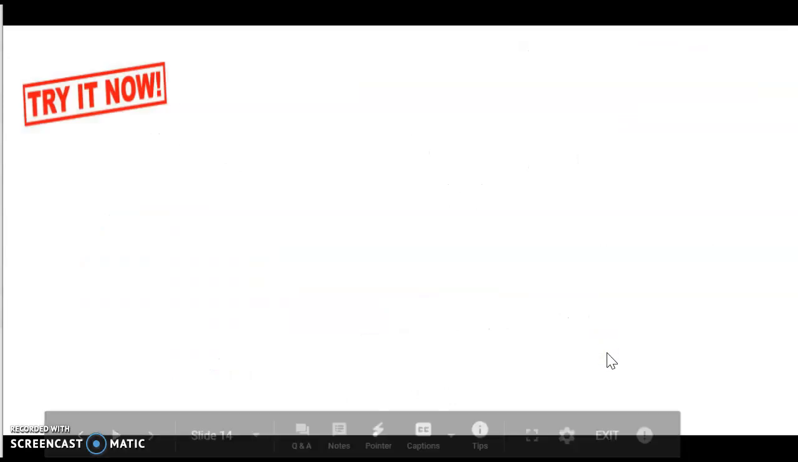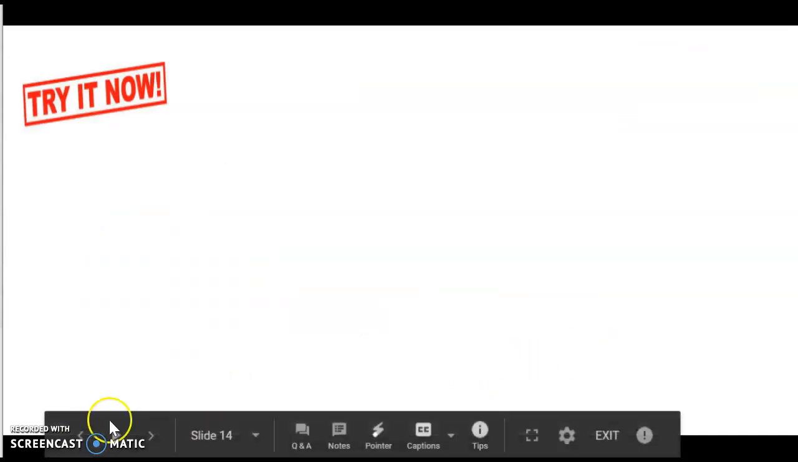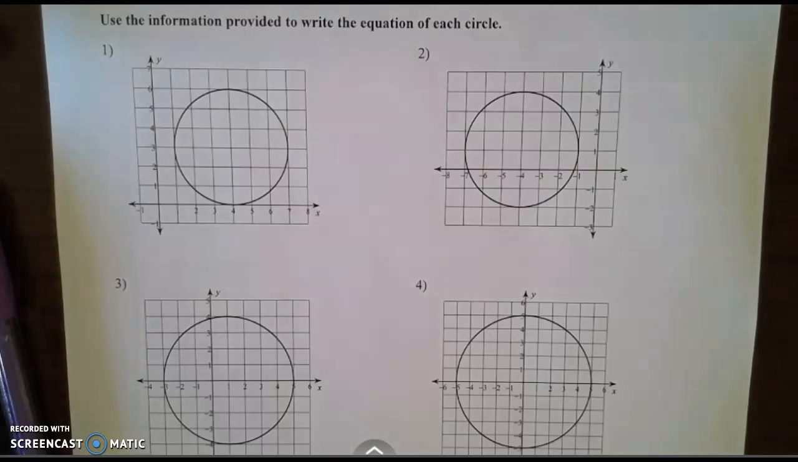Okay, this time it's your turn to try, and I'm going to project the practice problem for you here. So here we go. You have 4 problems. You are given these graphs, and you are to write the equation of the circle for each of the graphs. So please pause the video and try to solve these problems. The answer will be shown in 3, 2, 1 seconds.